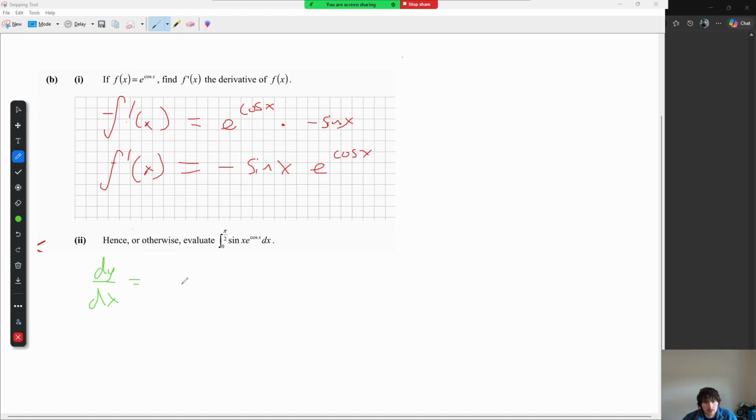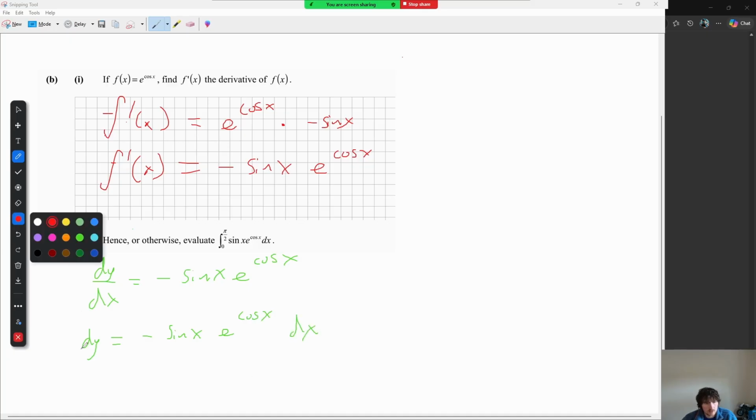dy/dx equals minus sine x e^(cos x). What we do then is multiply across by the dx, leaving dy over here, and then we've got minus. These are tricky questions, you know, but they can come up. And then this is all multiplied by dx.